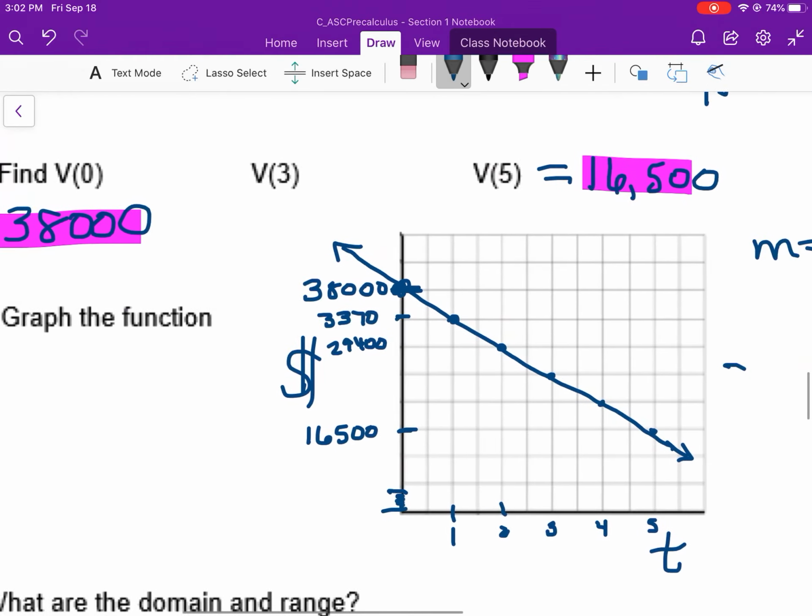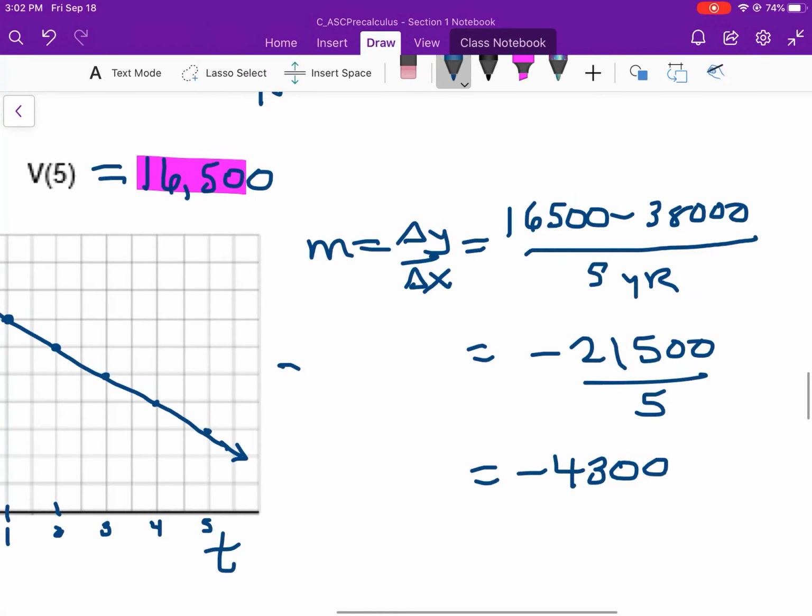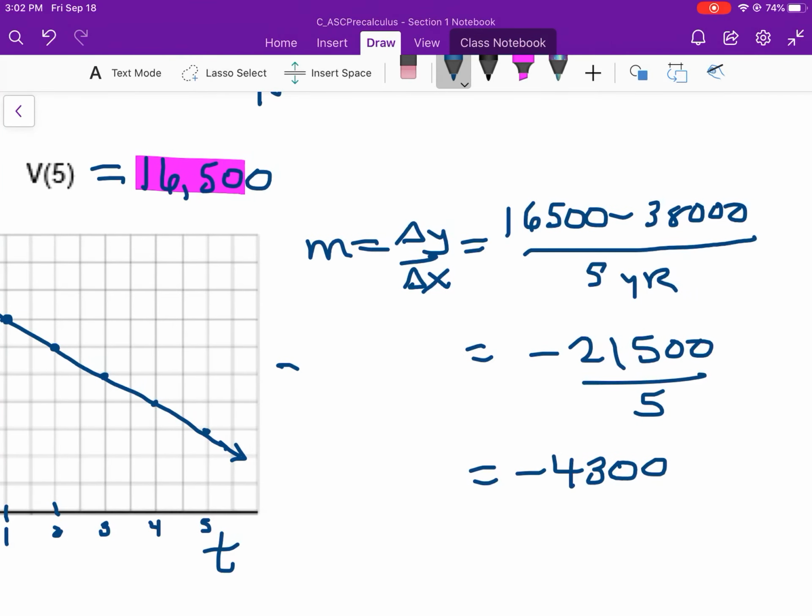So the question, what's V of 3? Oh, so do we have a slope? Yes, we have a slope of negative 4,300. And we have a y-intercept, right? Don't we have b?